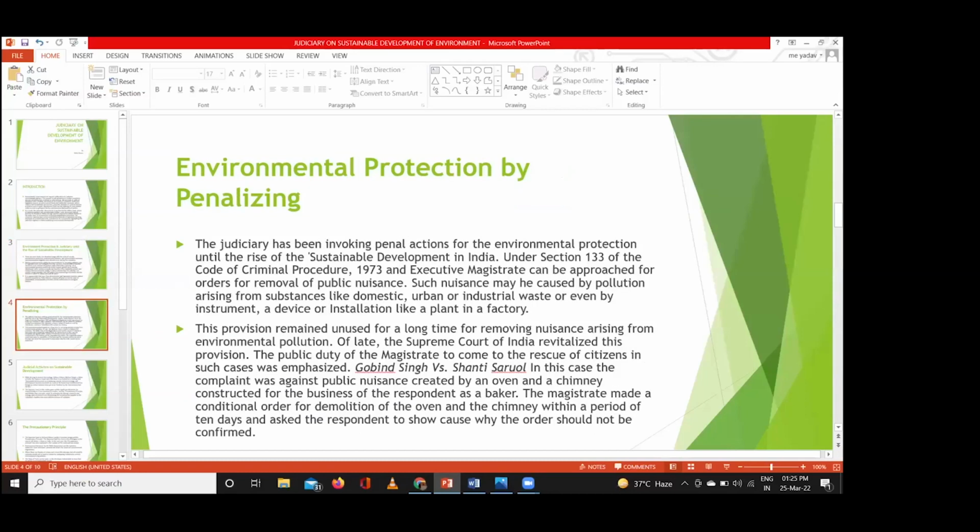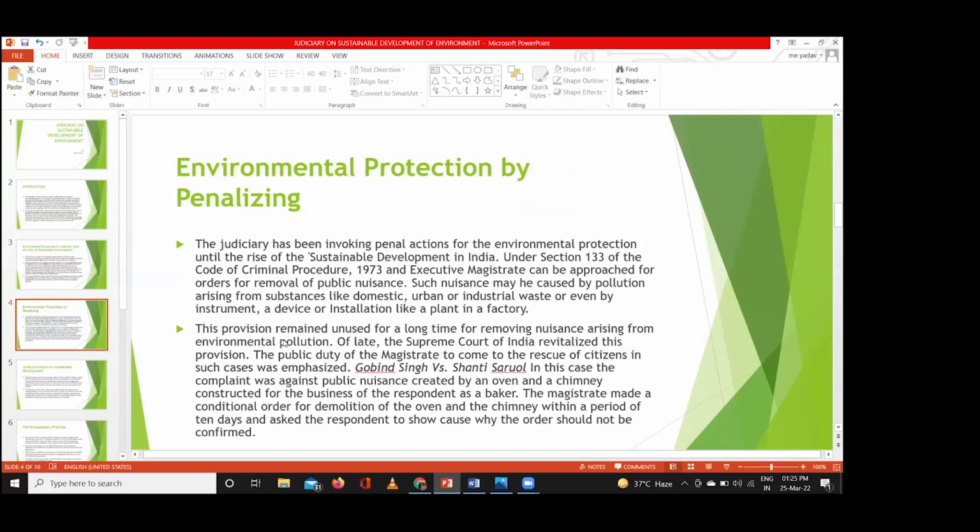There is Section 133 of CrPC, where the executive magistrate can approach for an order for removal of public nuisance. This was not effective. This section became more effective in the case of Govind Singh versus Shanti Sarup.